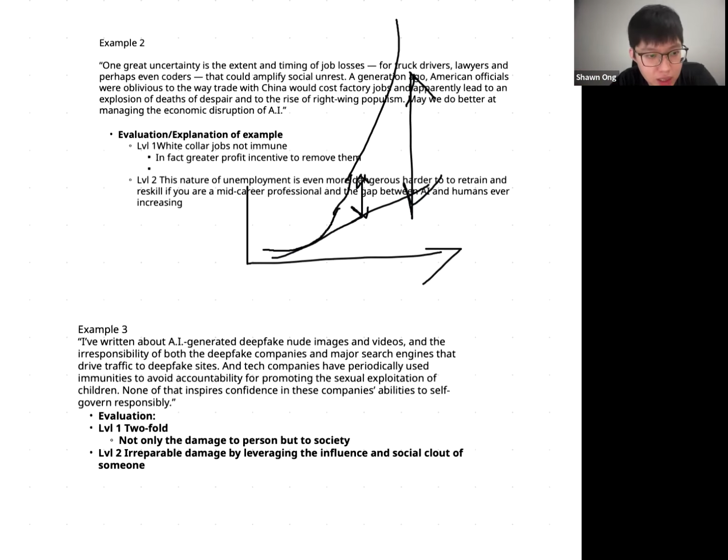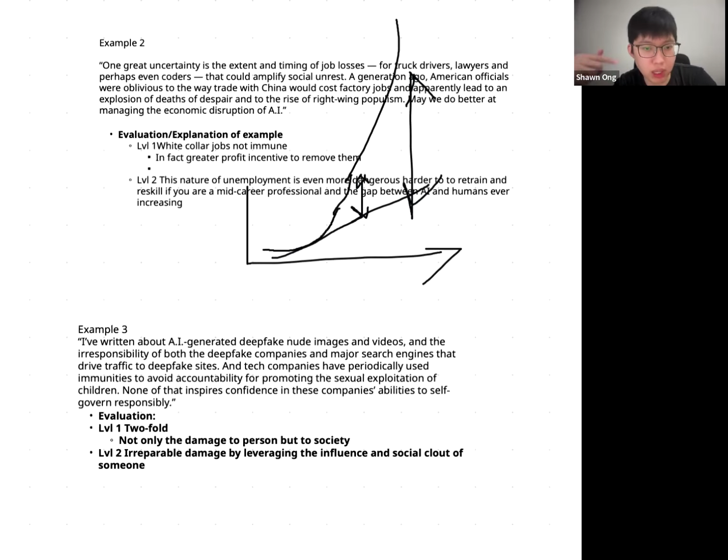And the level 2 idea here is this, right? It causes irreparable damage because it leverages the influence and social clout of someone which they have built over a long period of time. Let's say you're a public figure like Donald Trump, and there's a deepfake video of you saying something politically inappropriate, right? While it's possible to take it down and give some correction statement, the damage to your brand, reputation, and credibility cannot be undone, right? So this is irreparable damage.